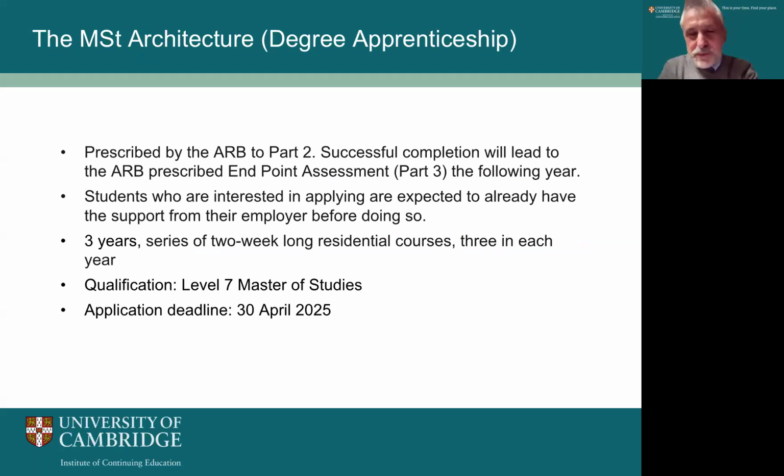So those who complete the course successfully will move on to do the endpoint assessment, which is the apprenticeship name essentially for the Part 3. And on completing that, you then become a registered architect. Now, the big difference between applying for this course and many other courses is that it is essentially your employer that is in the first instance applying on your behalf.